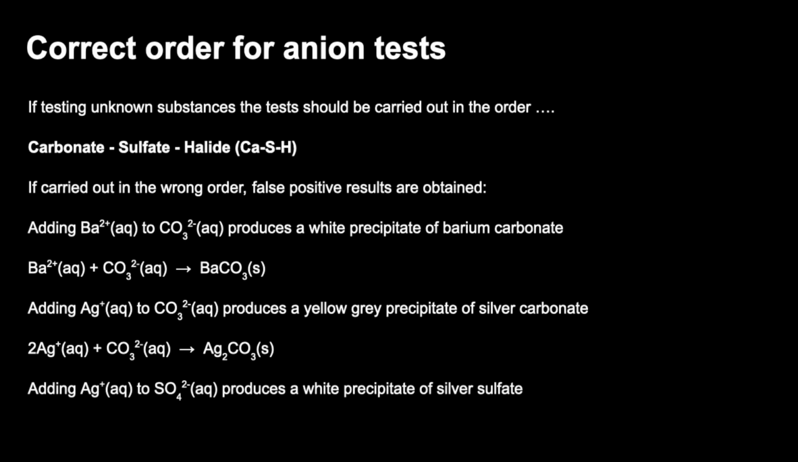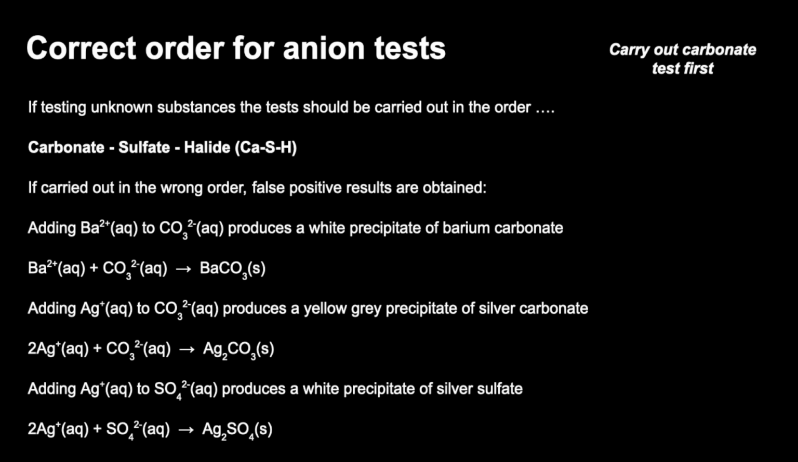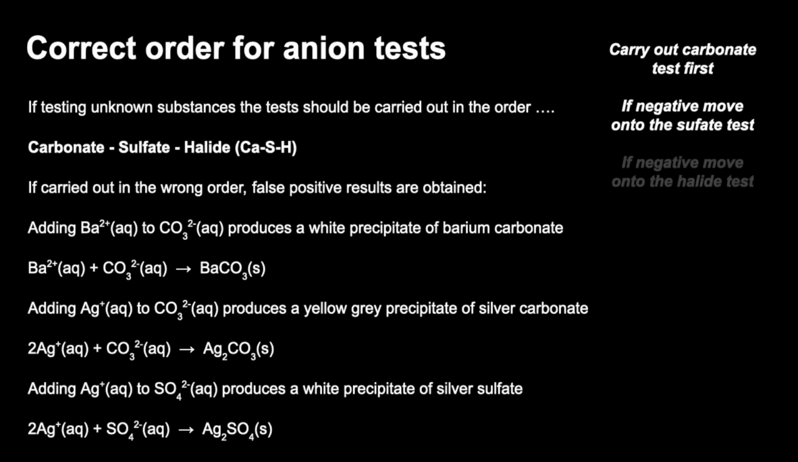And then the other example of a false positive is if you carry out the halide test, but there's sulfate ions in the test tube, you're going to get a white precipitate of silver sulfate. But you'll think that you've got silver chloride, you've got a chloride present, but that's the reaction that's taken place. So when you're dealing with unknown ions, you carry out the tests like this. Carbonate test first. If that's negative, move on to the sulfate test. If that's negative, you can move on to the halide test.